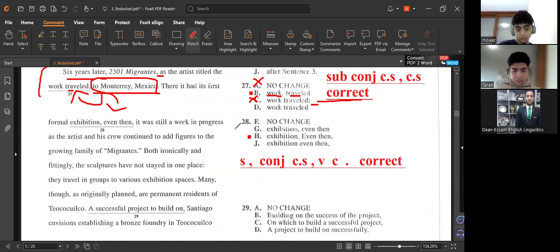Let's check all the answers. There and their are adverbs, but we don't care. So its subject had its first formal exhibition. It's a sentence. And then start a new sentence again.